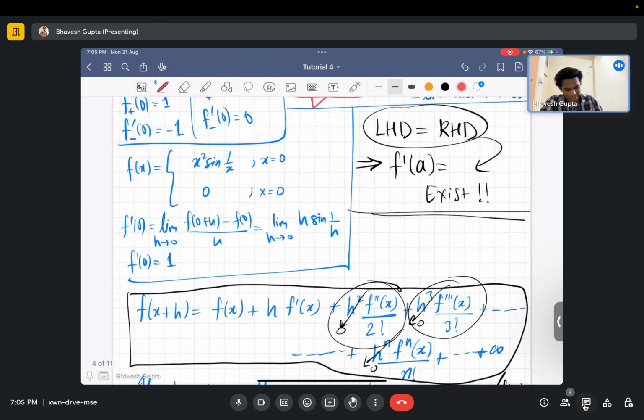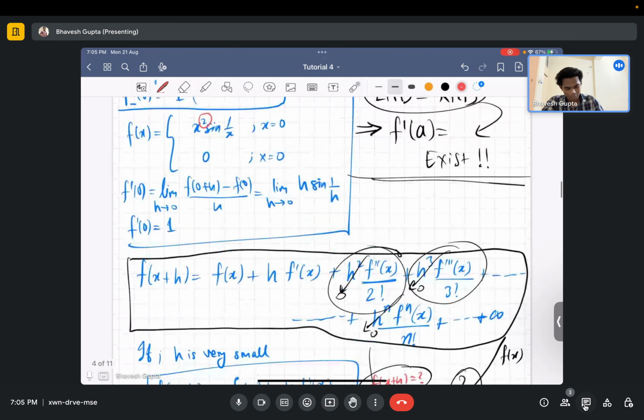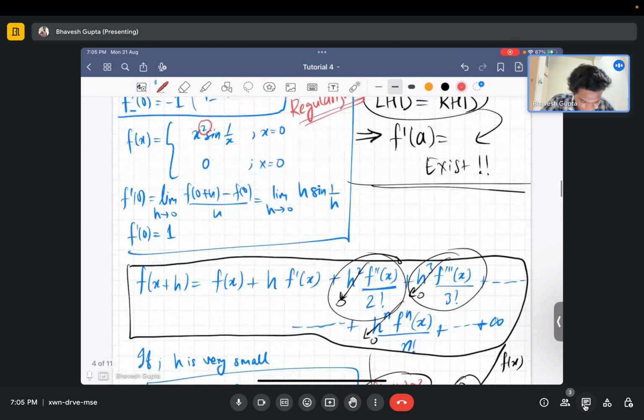But the moment you take an extra power here, you can see over here we just had power 1, but over here we have power 2. What happens when you do this square? This actually acts as some kind of regularization. Sometimes we use this word, regularization. It basically does some required adjustments such that my derivative exists in this case.